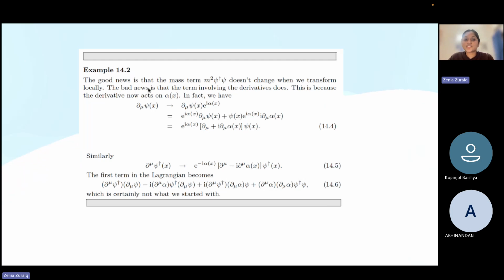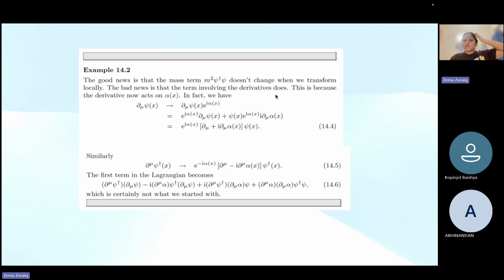So the good news is that the mass term, m² ψ†ψ, what we called φ, we are calling ψ here, doesn't matter, some complex field, doesn't change when we transform locally, because here I'll have an e^{iα}, and here I'll have an e^{-iα}. So nothing is going to change. The bad news is that the term involving the derivatives does. The kinetic term changes because now α is also a function of x, so the derivative also acts on it.